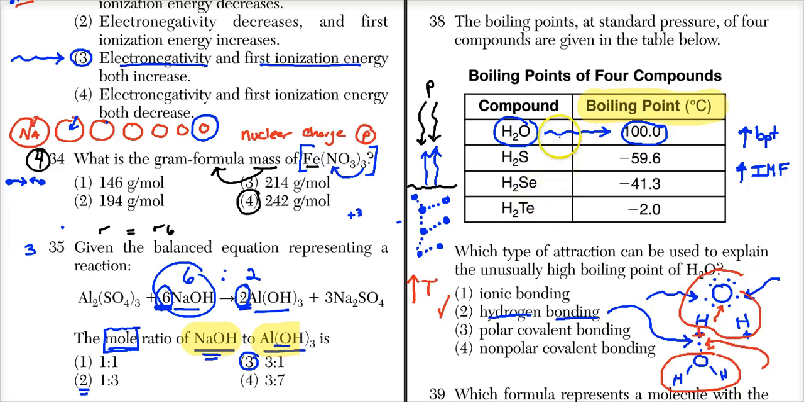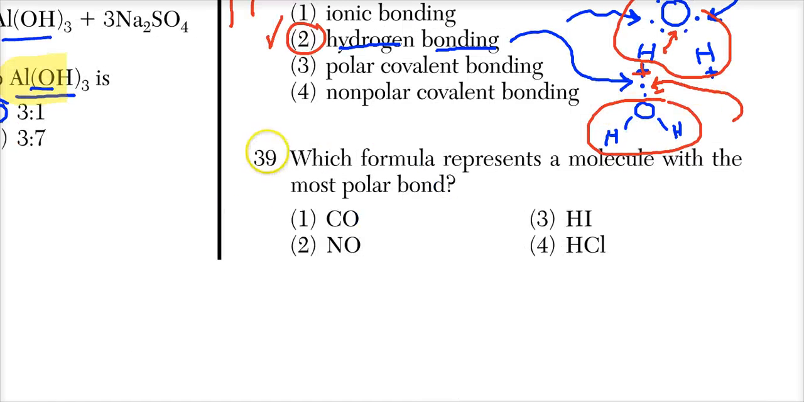But if you want to make this simplified, water undergoes H bonds. It's the reason why it's different for many reasons. So number 2 is the answer, choice 2. Number 38. Number 39 states: which represents a molecule with the most polar bond.